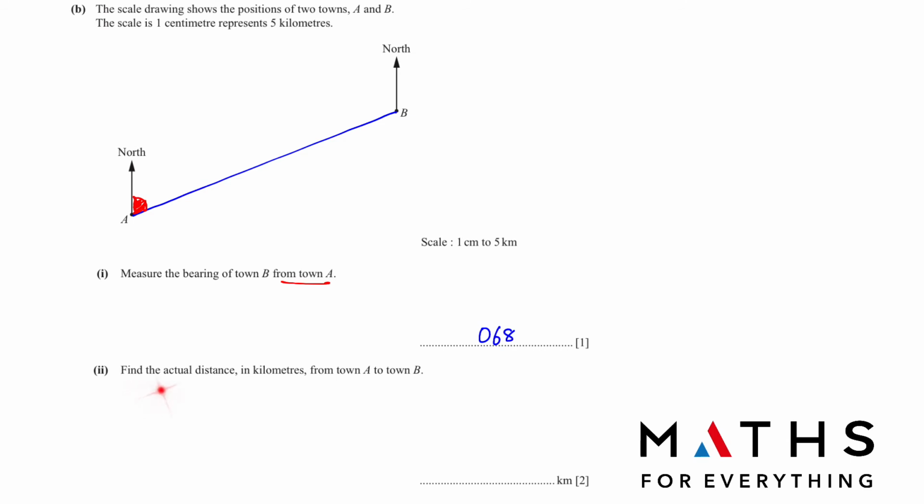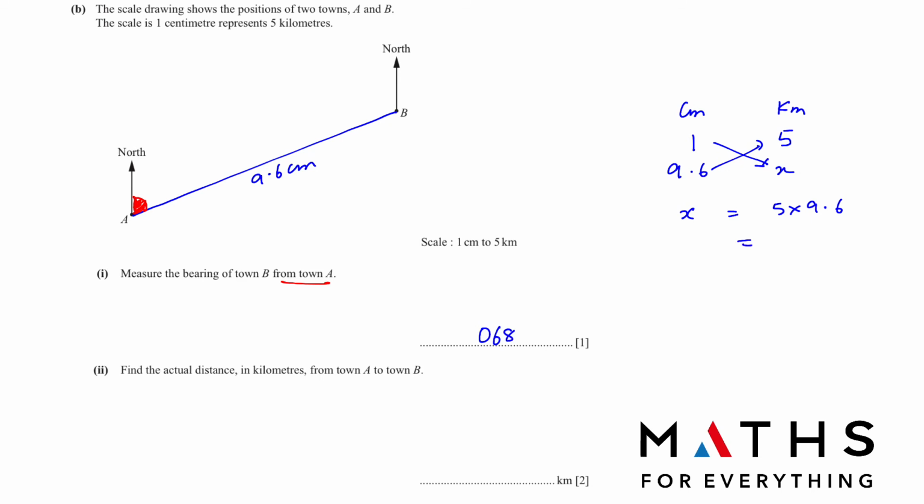Next, we have to find the actual distance in kilometers from town A to B. When you measure this, you will have 9.6 centimeter. 1 centimeter, let's write centimeter and kilometer here. We want to find the actual distance. So 1 centimeter is equal to 5 kilometer. Therefore, 9.6 is equal to how many kilometers? We cross multiply.